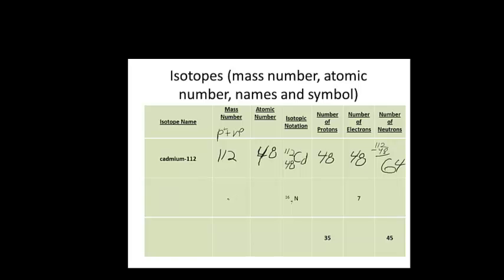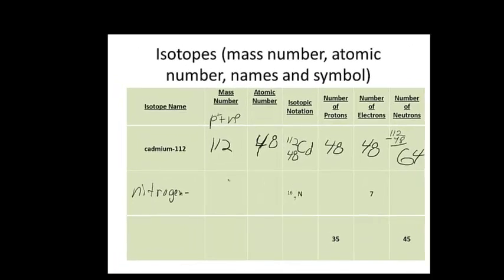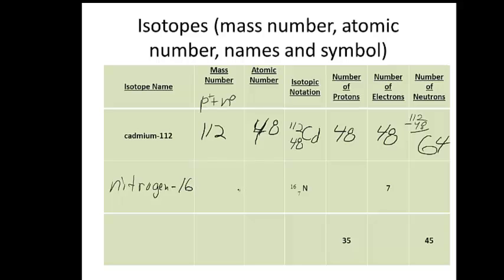Alright, so here we go. Well, here's our isotopic notation. So we know N is nitrogen dash, and again, this number is going to be the mass number, which corresponds to this here. So nitrogen 16. Okay, the mass number is 16. Atomic number is this one down here, 7. Number of protons is 7. Electrons is 7. And if we have a mass number of 16 minus our number of protons, we'll get our number of neutrons, which in this case is 9.